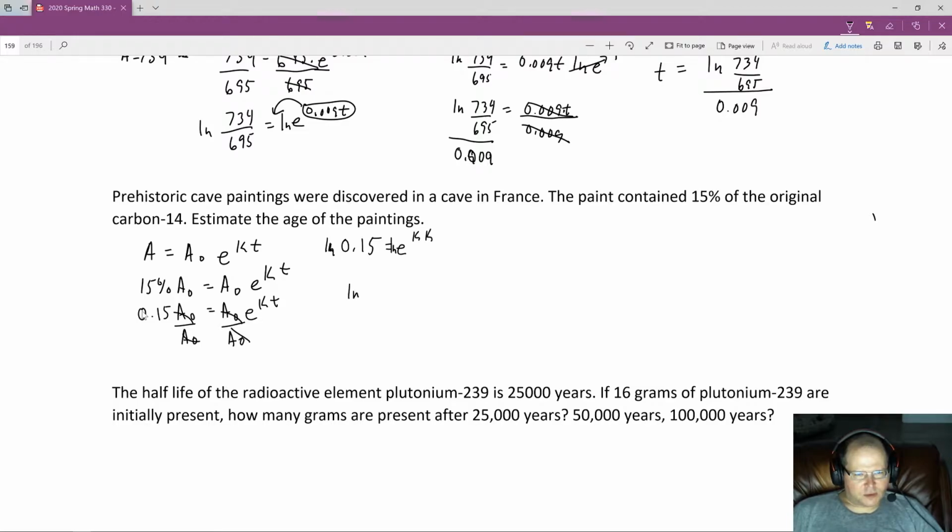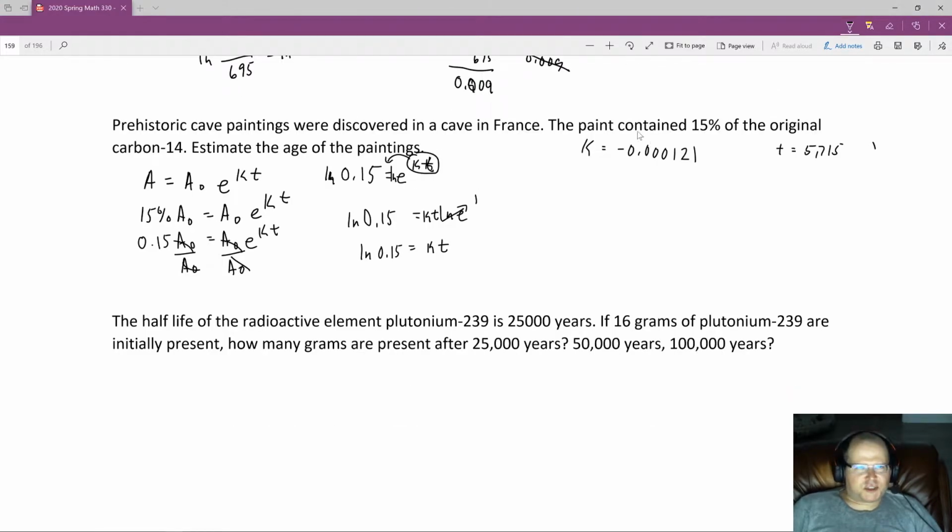Gives me the natural log of 0.15 equals the natural log of e to the kt power, but I'm going to pull that kt to the front. Next, natural log of e turns into a 1, so we end up with the natural log of 0.15 is equal to kt.